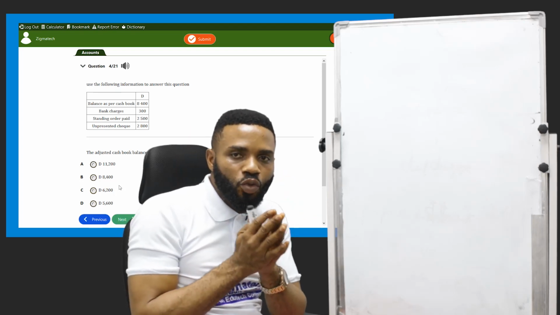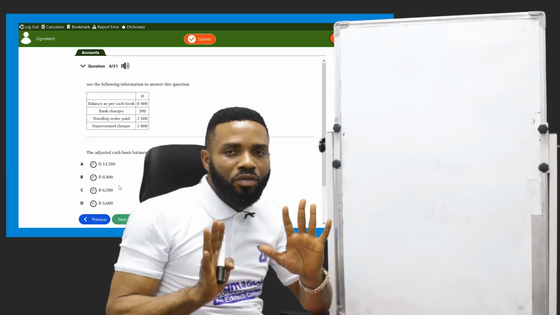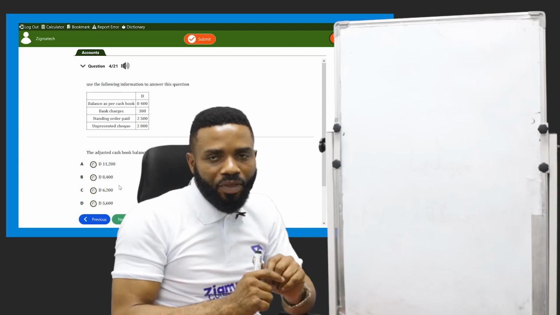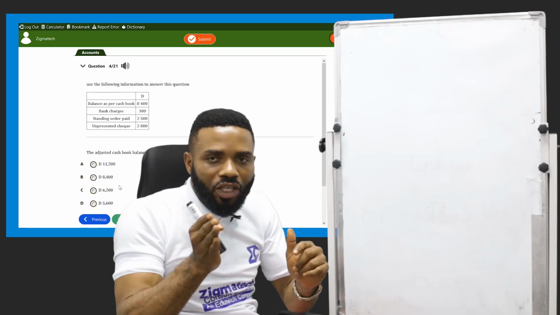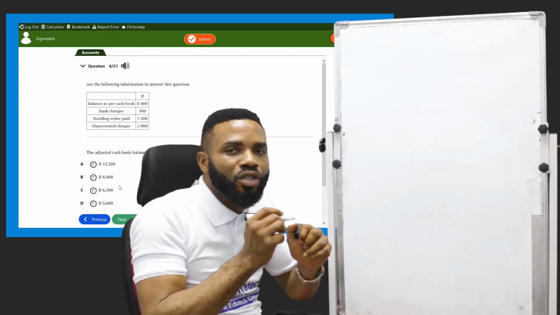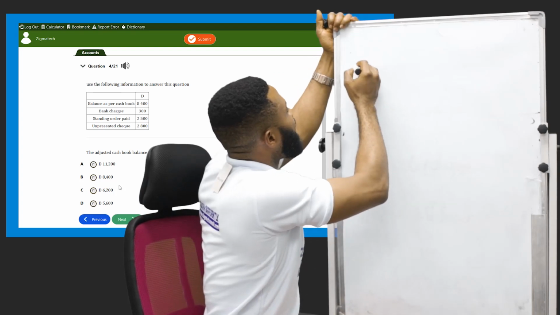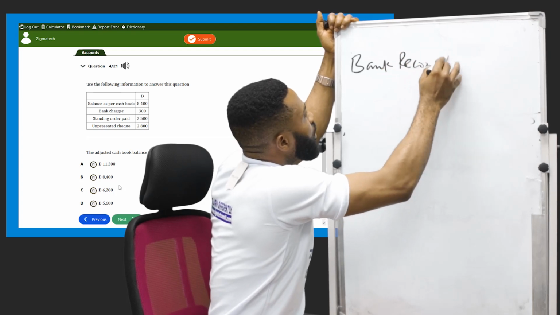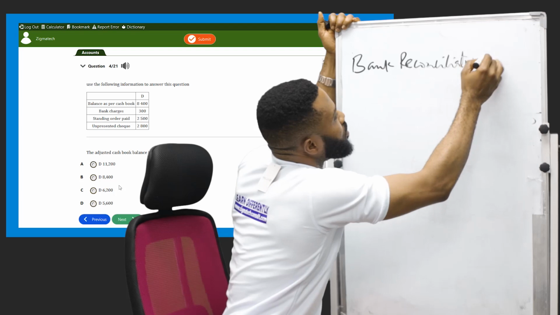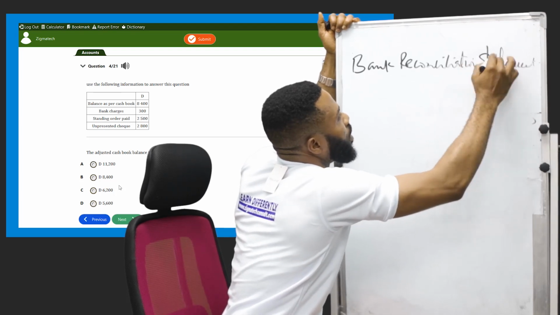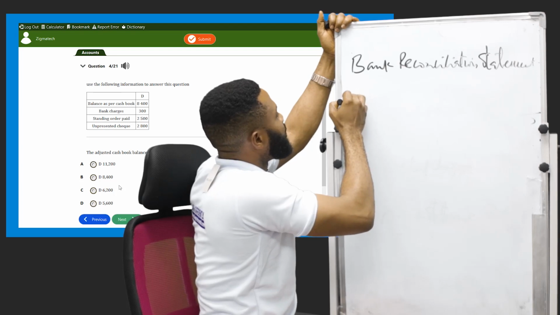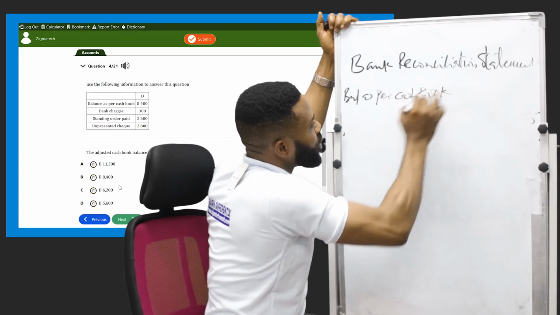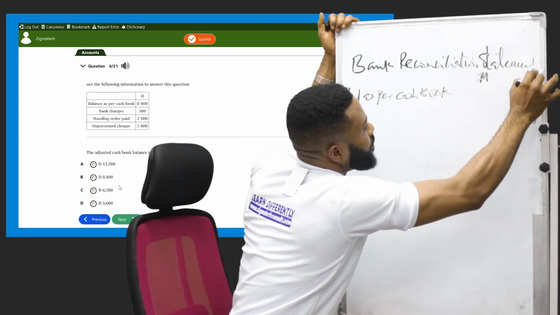I'm going to look at it in 2 ways now. First of all, let's assume that we are going to prepare the bank reconciliation statement without adjusting the cash book, and after that, we are going to adjust the cash book. If I'm preparing the bank reconciliation statement straight, I will write my bank reconciliation statement, and I will write my balance as per cash book. My naira sign, I won't forget this.